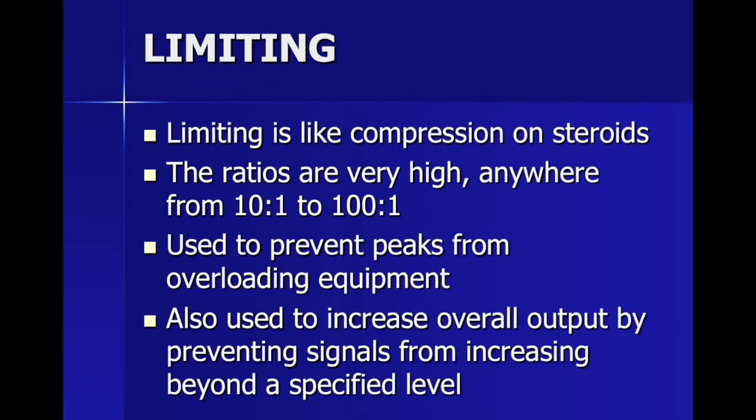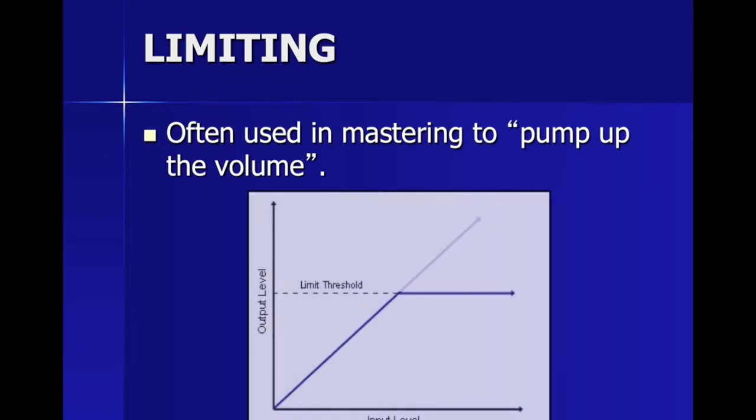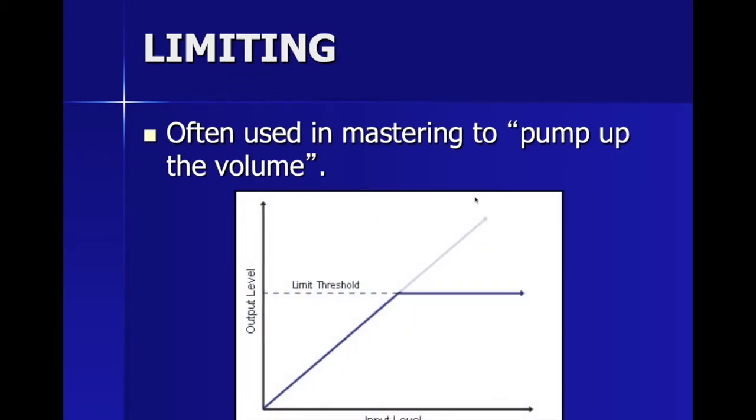And we use these too in mastering in order to raise the overall average volume of a track. So we increase our overall output by increasing their output level, but preventing them from going beyond, in the case of a digital recording, 0. And in mastering, we use this to pump up the volume. When you limit a track, it allows you to bring up the average level, but not exceed 0. So that makes the track overall seem louder.